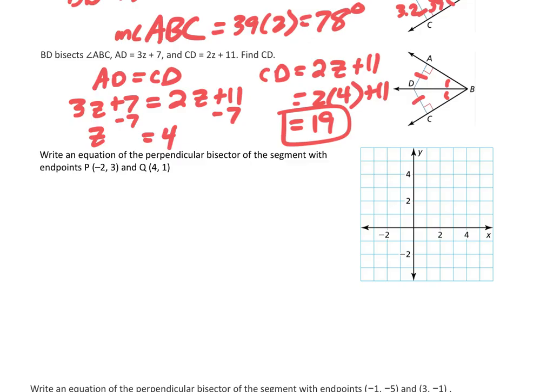Okay. If I wanted to verify that both sides are 19, then I could plug it in here as well. 3 times 4 is 12. 12 plus 7 means AD would also be 19. So there's good news, right? Both of them equal 19, so we must have done something right. You don't necessarily have to find both, but I think that's a good way to kind of check your answer if you aren't really sure if you did the work right.